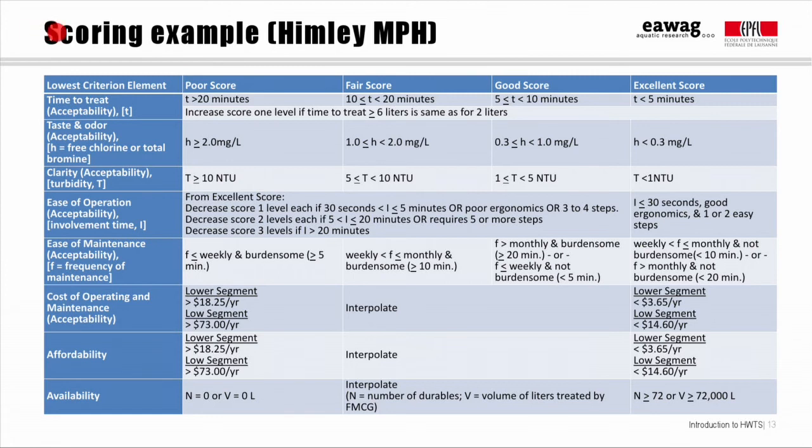Here's an example of scoring, again from Stephen Himley's MPH thesis. And again, don't try to read the text. It's just an example that for each of these 8 criteria here, there are rules to assign a score. For example, the top row here is the time to treat. And if a technology takes more than 20 minutes to treat water, it gets a poor score. Whereas if it takes less than 5 minutes, it gets an excellent mark.